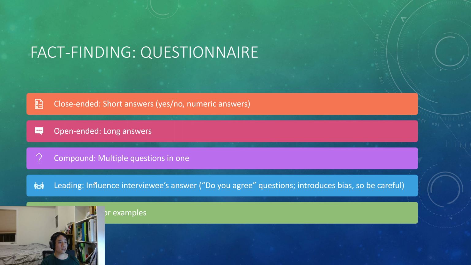At least maybe create a scale and have people respond to how well they agree with this. And finally, if you want to ask for different examples of something, you can ask a type of question called probing questions.